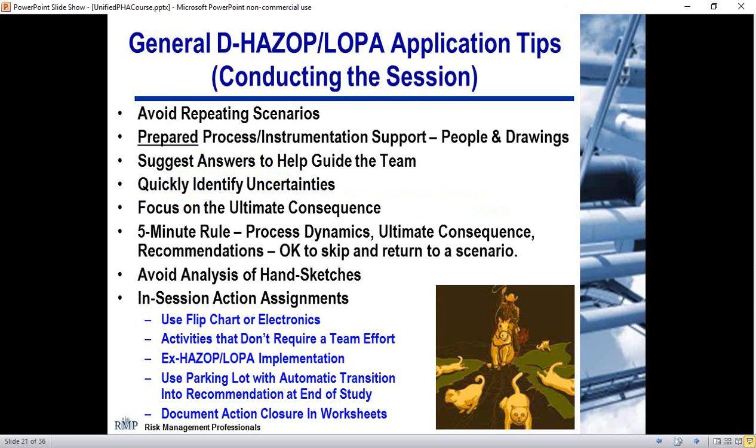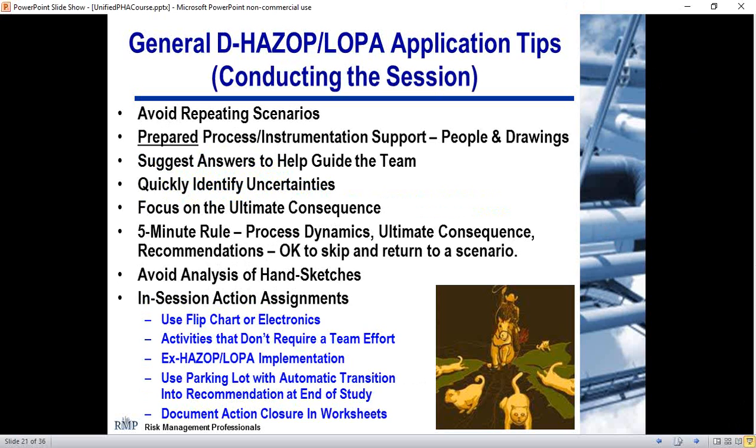It doesn't work. And basically, you just end up getting an eraser to the whiteboard and giving an assignment for people to get something done. Don't hesitate to give people assignments using a flip chart or some electronic notepad. Anything that doesn't require team effort, and if it takes time during the session, assign it and move on. It's all about effectively identifying potential weaknesses in the design. If you go in circles and never converge on things, that's not very effective.